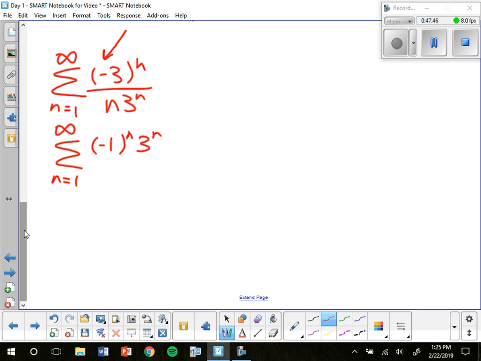If they're both raised to the n power, then you can put them in parentheses and take them to the n power together. So you can also split them apart: -1 to the n and 3 to the n. So then I have n over 3 to the n, and then I can cancel them.